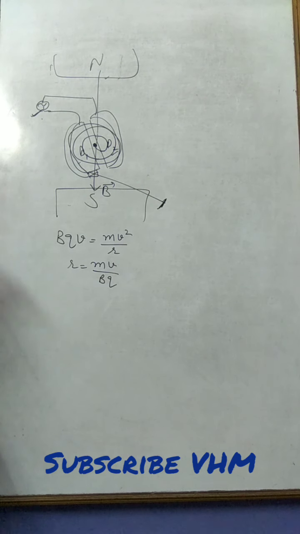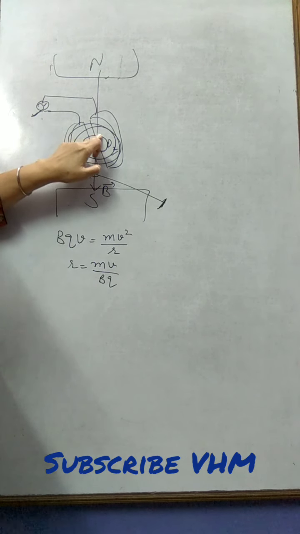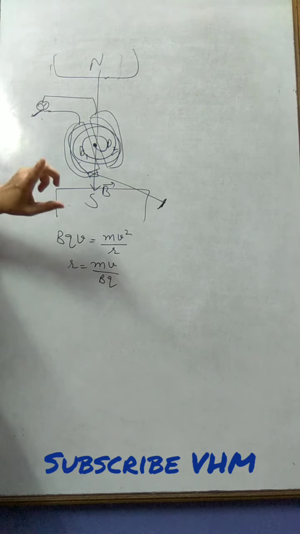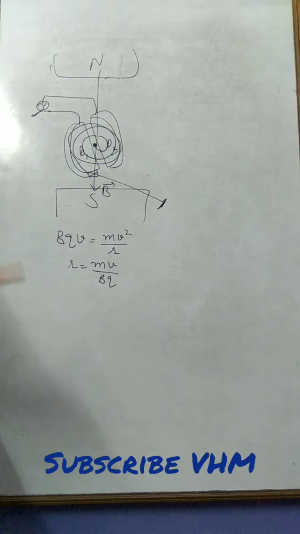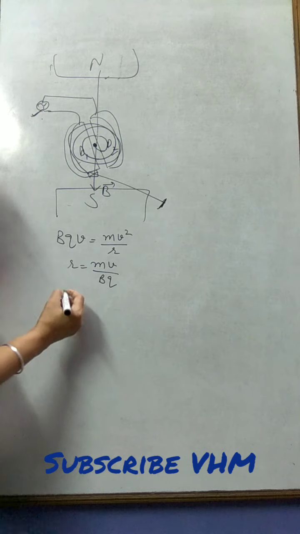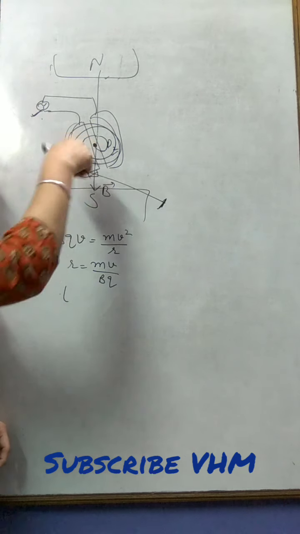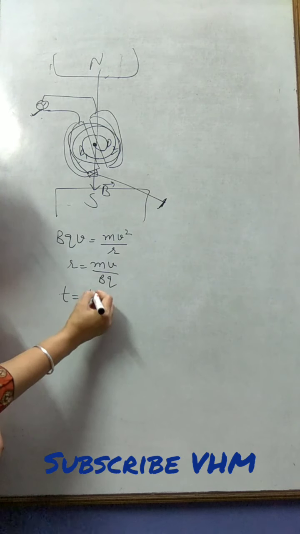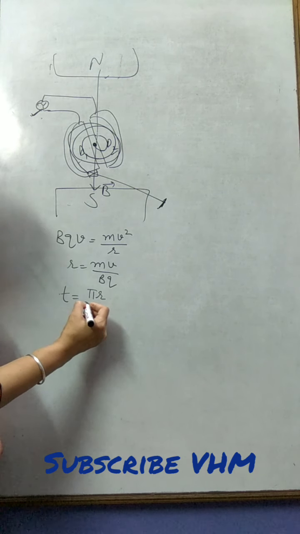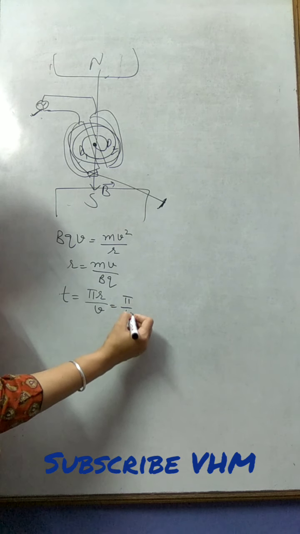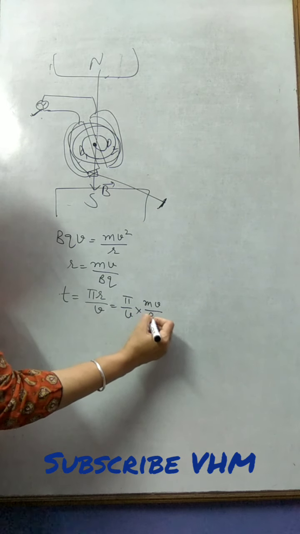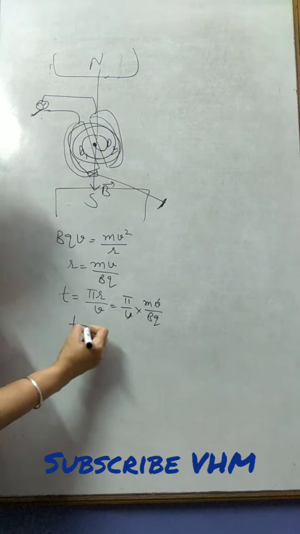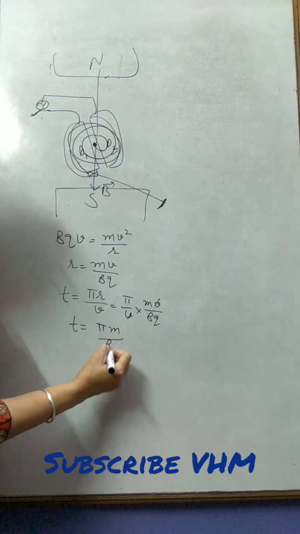It means the charged particle always takes the same time inside the D, irrespective of its velocity and radius. This is a semicircular path of radius r. The time period spent inside the D is pi r upon v, and this is v into mv upon vq. This cancels, so the time is pi m upon Bq.